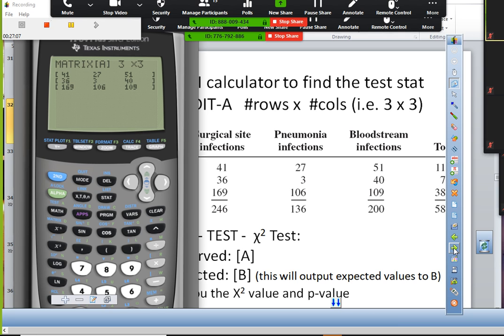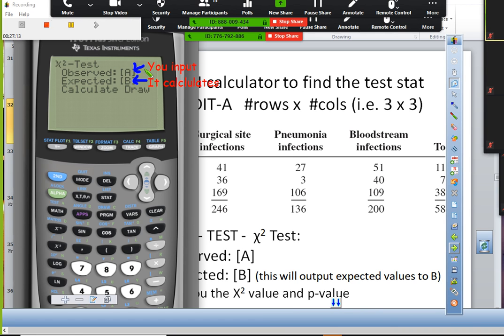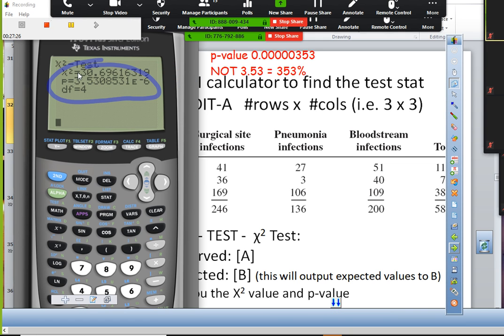All right, so there's my matrix. I went to chi-squared test. You input into A, and it's going to calculate the expected and stick it into B. Once you do that, you hit calculate, and it's going to give you this readout right there.